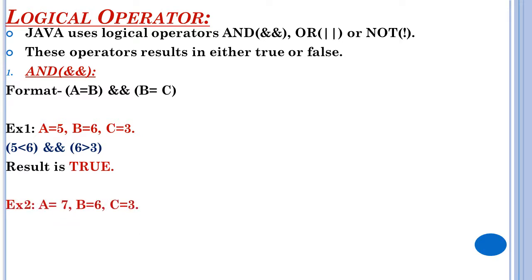Second example: A is 7, B is 6 and C is 3. I am going to check like this: 7 equals 6 and 6 is not equal to 3. Here 7 is not equal to 6. The first condition itself is false, so the final value will be false. Why? In the AND operator, both the left and right expressions need to be true, then only you will get true. Or else, if one condition is false, the final result will be false only.